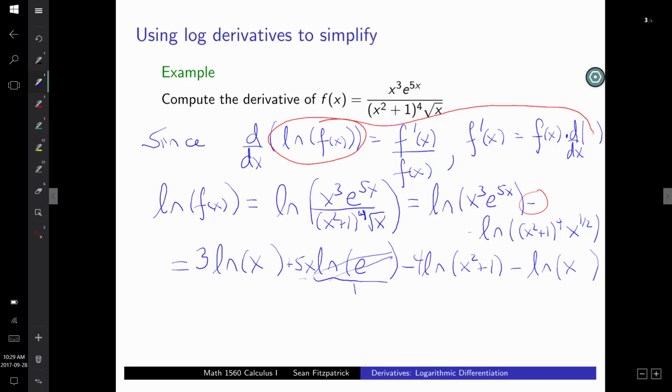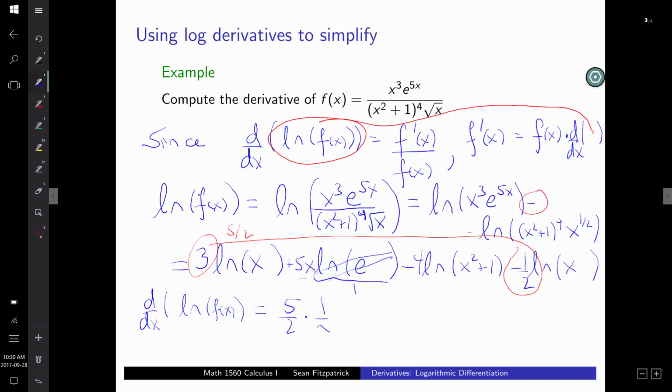That 4 comes down in front there. My 1/2 goes down there. And if I wanted to, I could take the 3 minus 1/2. I could combine those. We could have done that at the beginning, I suppose. So now I know that the derivative of the natural log of f of x is going to be, so why don't I do that? So 3 minus 1/2, that's 2.5, that's 5 over 2. Okay, so I'm going to get 5 over 2 times the derivative of log x, which is 1 over x.